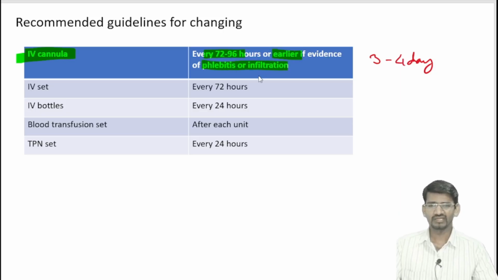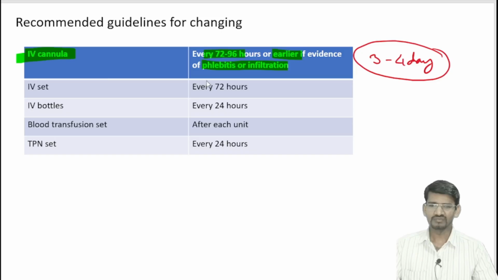So when you find complications like phlebitis, where the vein gets infected or there are inflammatory signs, or if there is infiltration, where the fluid accumulates in the surrounding tissues, meaning it is going out of the vein, there you need to change the cannula. If any complications are seen with the IV cannula, you need to change it earlier than 3 to 4 days as well. But it is commonly changed every 3 to 4 days, which is the recommended time for changing the cannula.